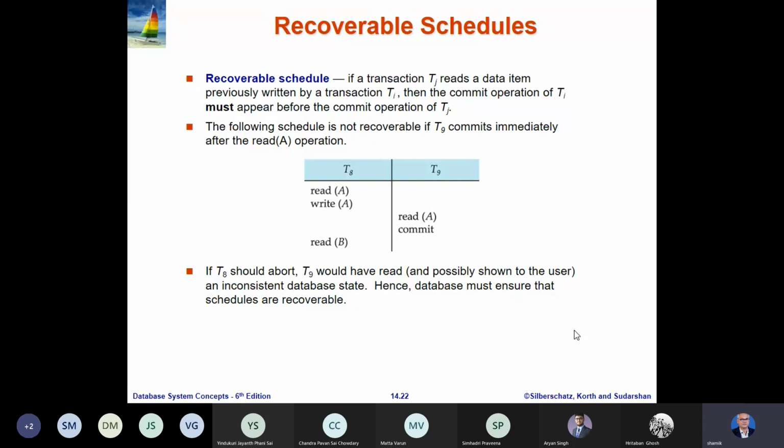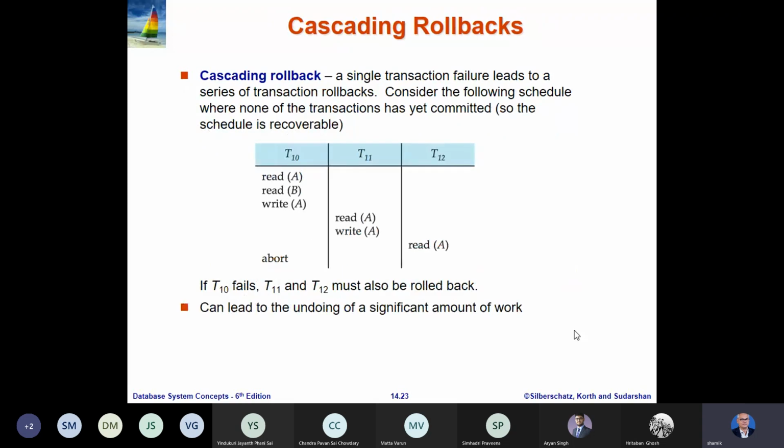So this is something that makes a schedule non-recoverable. The other is what is called cascading rollback. Suppose we have this: read A, read B, write A, then read A, write A, and then read A. What we see here is that T10 reads something for A and writes to A. That value is read by T11. Suppose T10 wrote the value of A as 10, and then T11 read that as 11, and then suppose it increments by 1, makes it 12, and T12 reads 12.